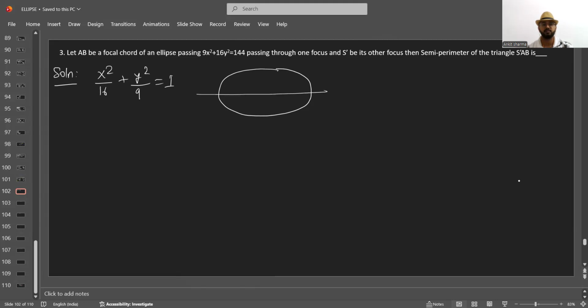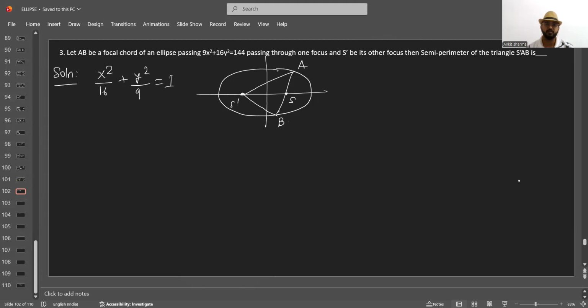This is my ellipse, and AB is a focal chord. So this is my AB. Let's name this A and this one is B. And now it is passing through one focus. This is S', this one is S. S'B is the other focus. The semi-perimeter of triangle S'AB is what? So we want to find out the semi-perimeter of this triangle S'AB.